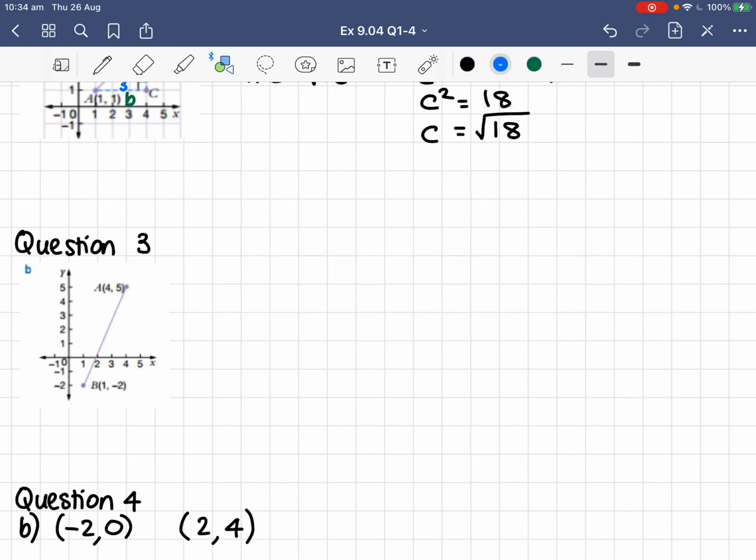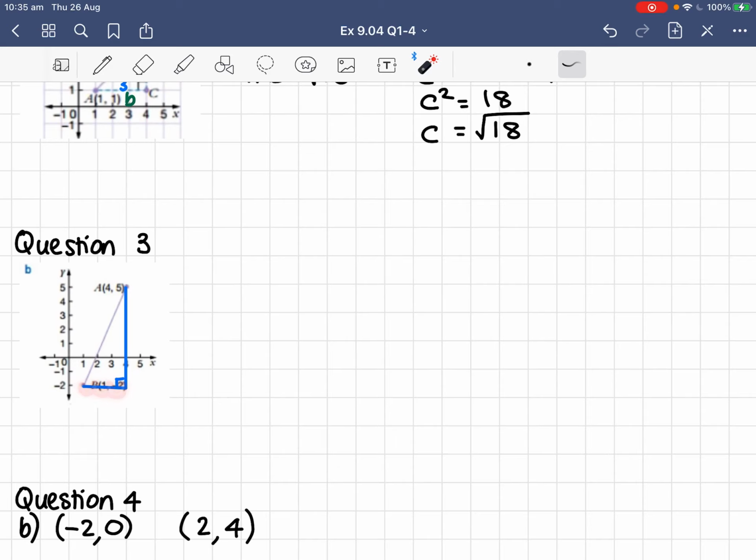So we want to draw a right angle triangle here in order to work out the distance of our other sides and to use Pythagoras' theorem. So I'm going to draw my right angle triangle like so. A little bit wonky, but that's okay. And what we want to do is find the distance of both sides of our right angle triangle. I'm just going to put a right angle in there.